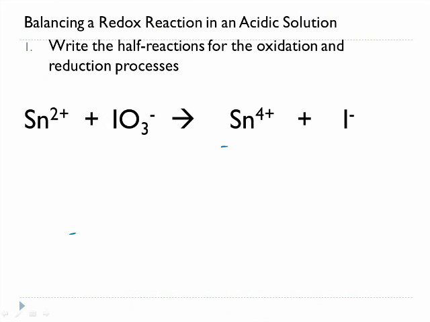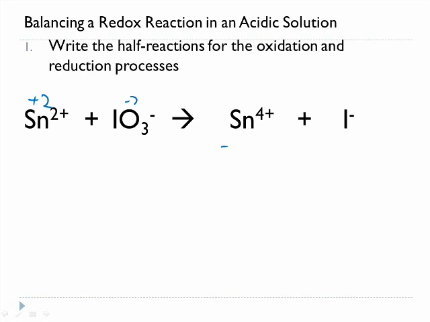Okay, let's try another one in an acidic solution. First, before we even write half reactions, we're going to have to decide which is being oxidized and which is being reduced. So we write the oxidation numbers. Tin, we can see if it's by itself, it's normally 0, but it has a charge of 2 plus, so it's going to be +2.